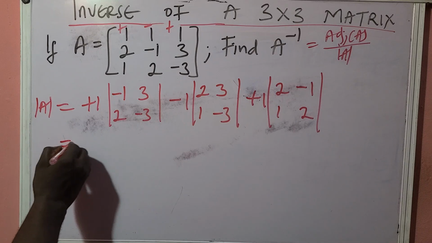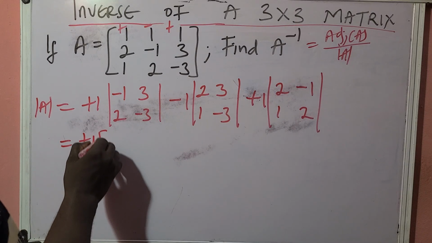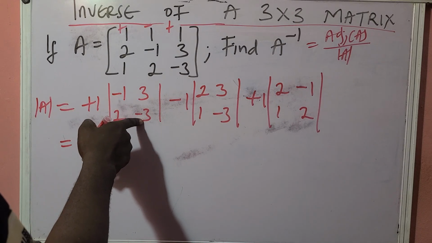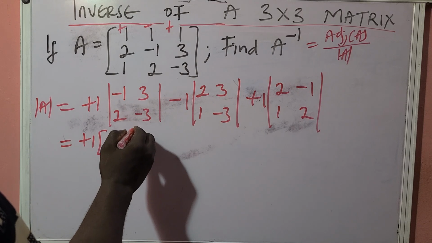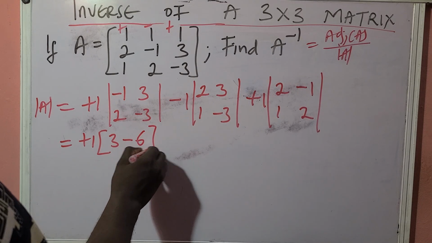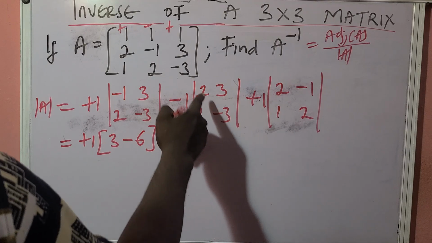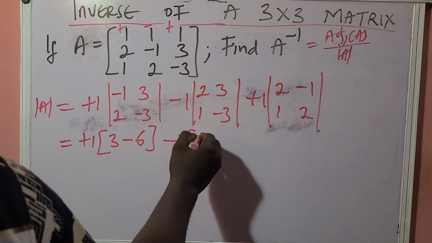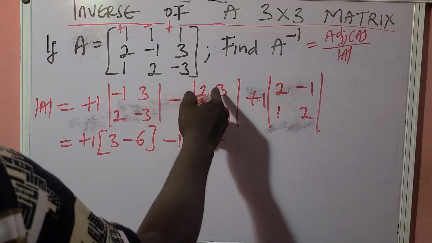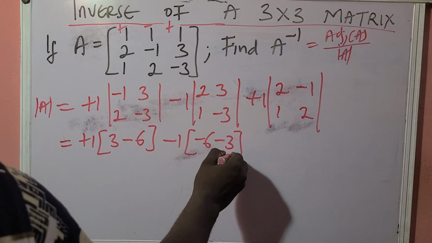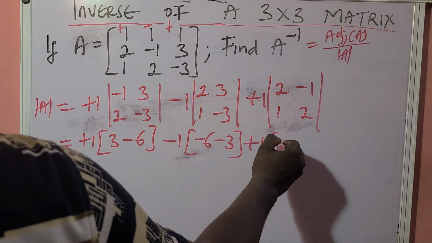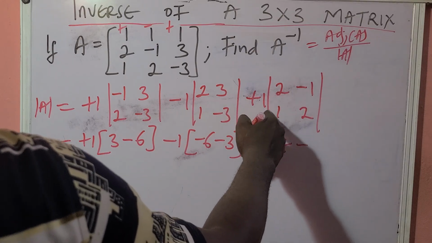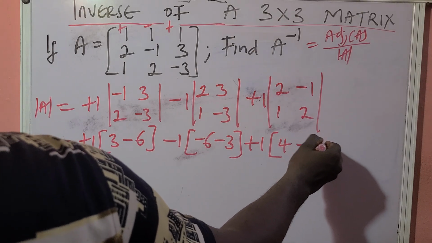So we can go on to have plus 1. Then the determinant here, this is minus 3 times 1, that's minus 3. Minus 2 times 3, that's 6. Minus 1, 2 times minus 3, that's minus 6. Minus 1 times 3, 3. Then we have 2 times 2, 4. Minus 1 times minus 1, that's minus 1.